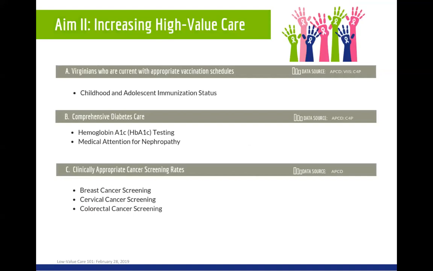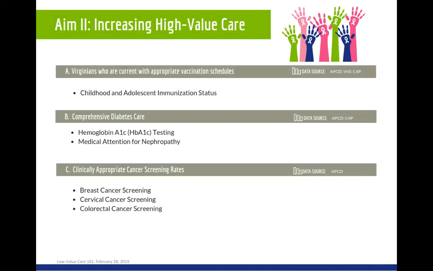On the high value care side, it's pretty straightforward. It's immunizations, it's diabetes care, and it's cancer screening rates. Keeping it simple. These are also all things that all of our health plans in Virginia are already including as part of their incentive-based contracts.